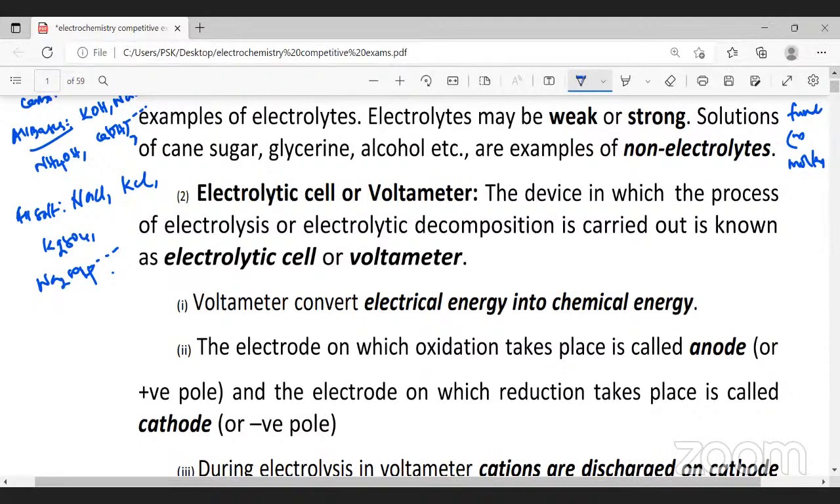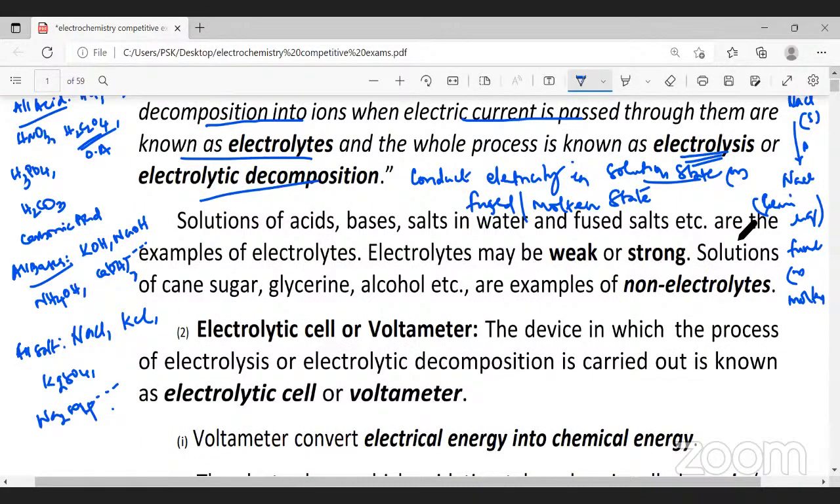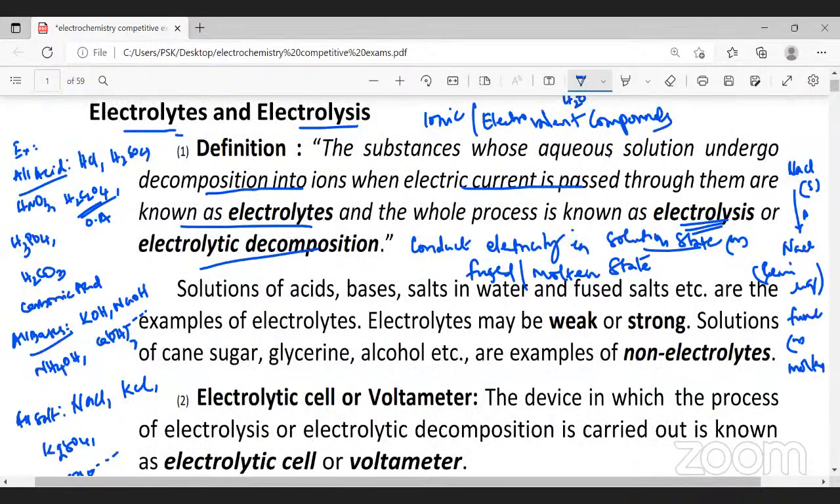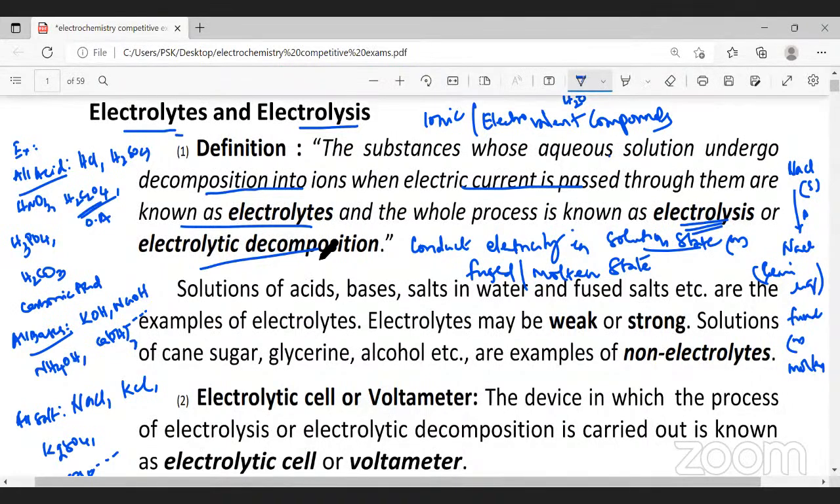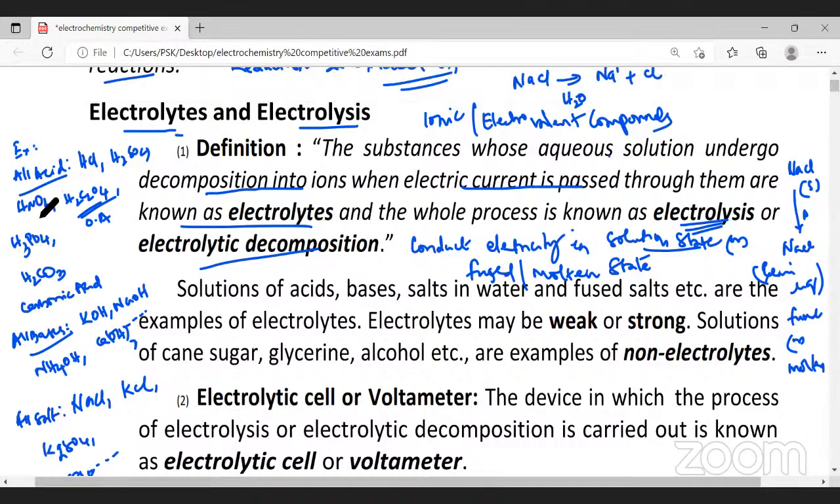Now, what's an electrolyte? Chemical substance which conducts electricity in solution state, fused state, or in molten state is called an electrolyte. Or decomposition of an electrolyte by passing current will be called electrolysis. It's otherwise called as what? Electrolytic decomposition. Now, we have learned the examples for electrolytes. What are the examples? All the acids, all the bases, and also all the salts are examples for electrolytes. Now see, solutions of acids, bases, salts, and water, and fused state, etc. are the examples for electrolytes.